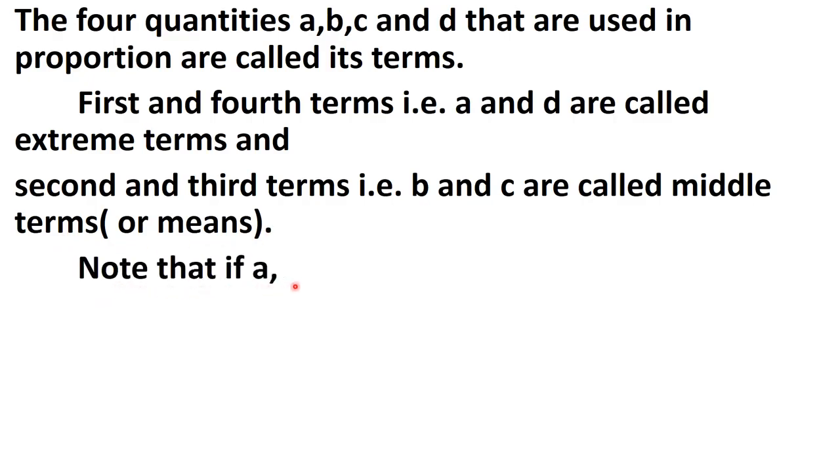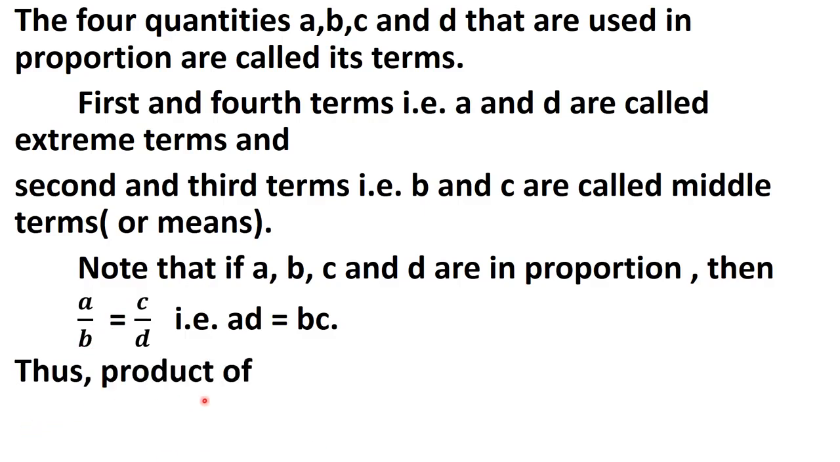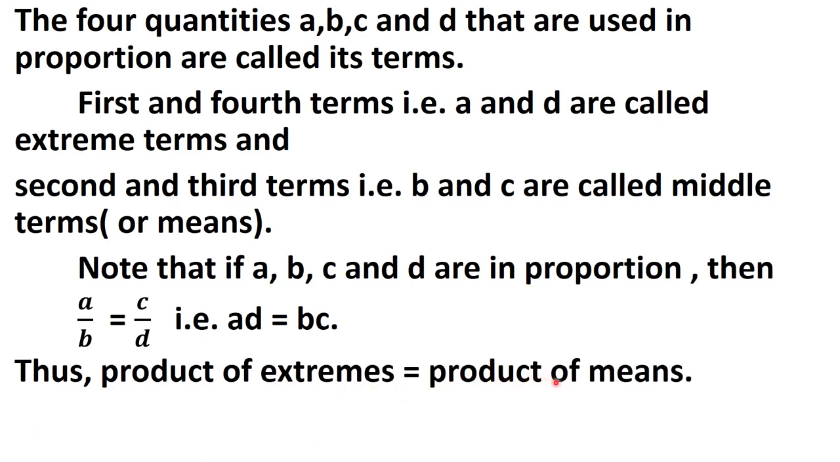Note that if A, B, C and D are in proportion, then A upon B is equal to C upon D. That is, AD is equal to BC. This is the cross multiplication. AD is equal to BC. Thus, the product of extremes is equal to the product of means.